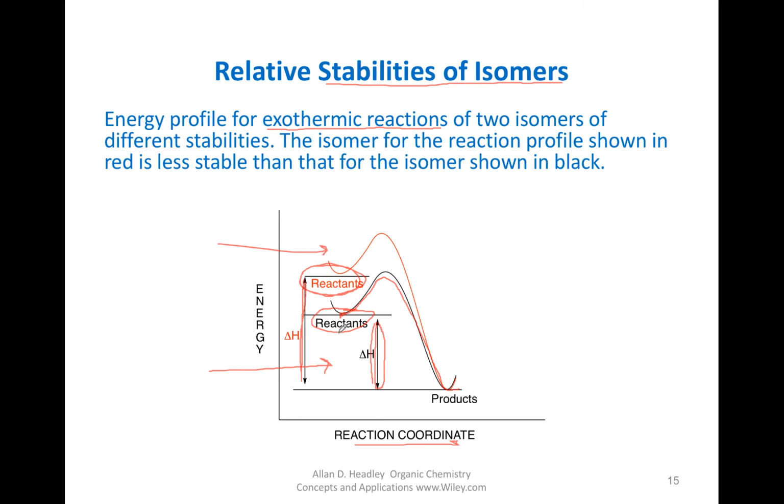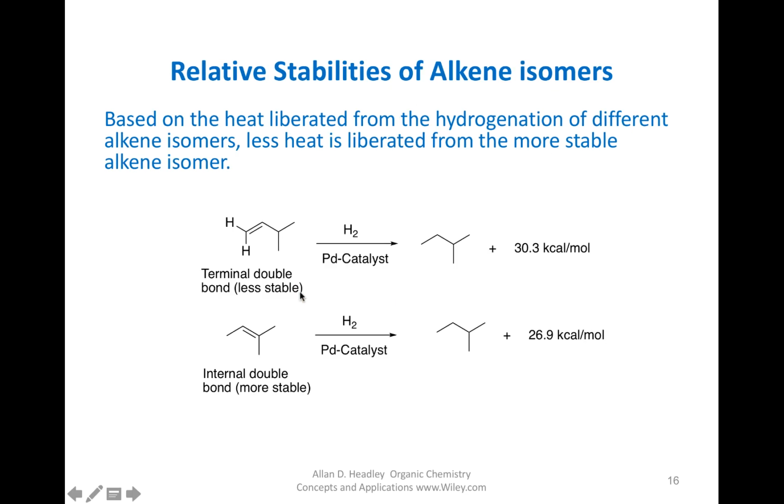If you have two reactions that are exothermic and they give the same product, if in one reaction the reactants are high in energy, it's less stable, which means it gives off more heat. If the reactants of the other reaction are lower in energy, it gives off less heat, which means that it's more stable. So for this, the reactants here are more stable, and the reactants here are less stable. So let's apply that concept over here.